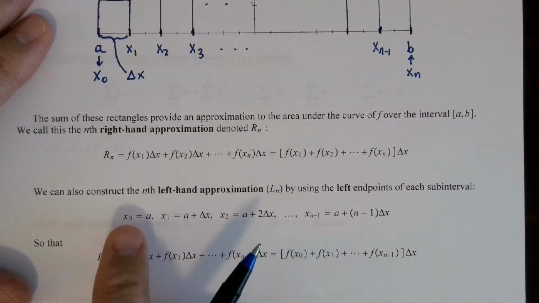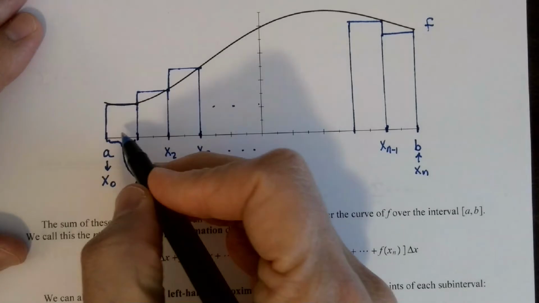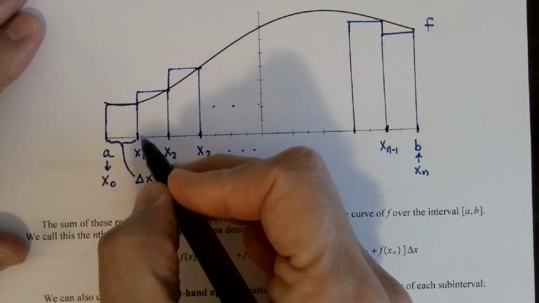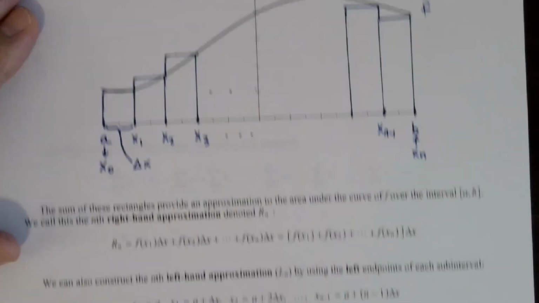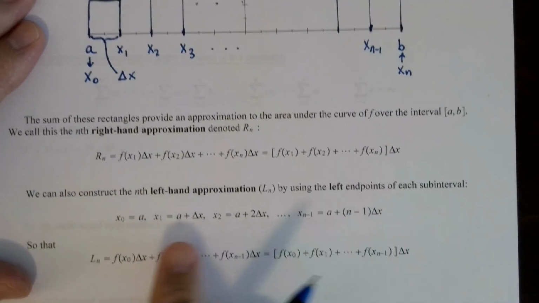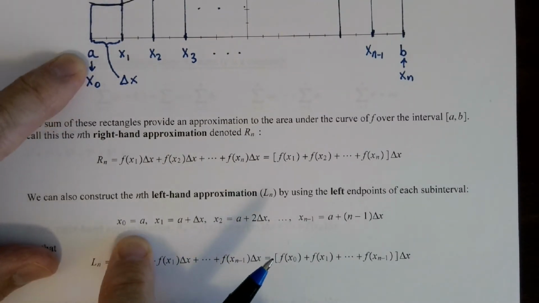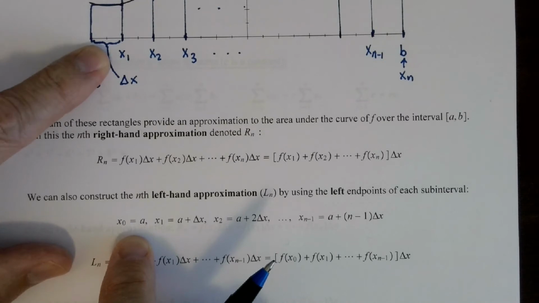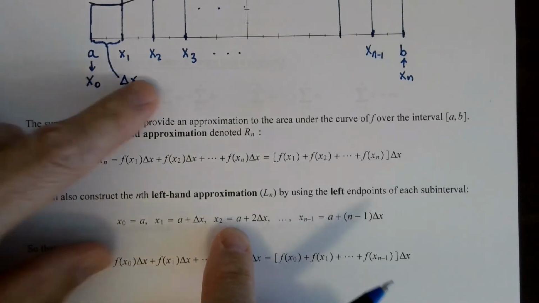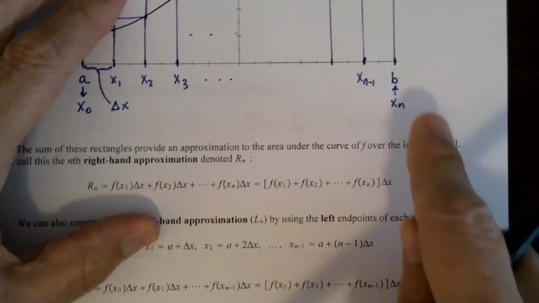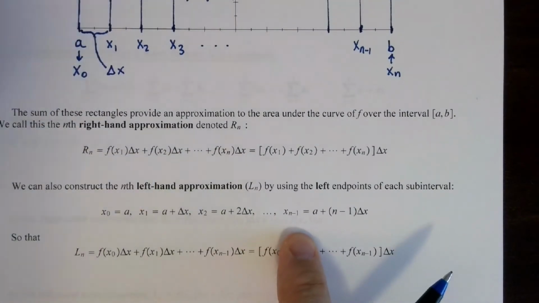We can also construct the nth left-hand approximation. I'm not going to draw it out, but you can imagine in that case we'll use the left-hand side to find the heights of each of these rectangles. In that case, the left-hand endpoints are going to be what? x sub 0 is the first one, right? So a is the first left-hand endpoint for the first interval. From x1 to x sub 2, it's x sub 1, and then x sub 2 to x 3, it's x sub 2, and so on. The last one, the left-hand endpoint is x sub n minus 1. Notice we stopped at that one.